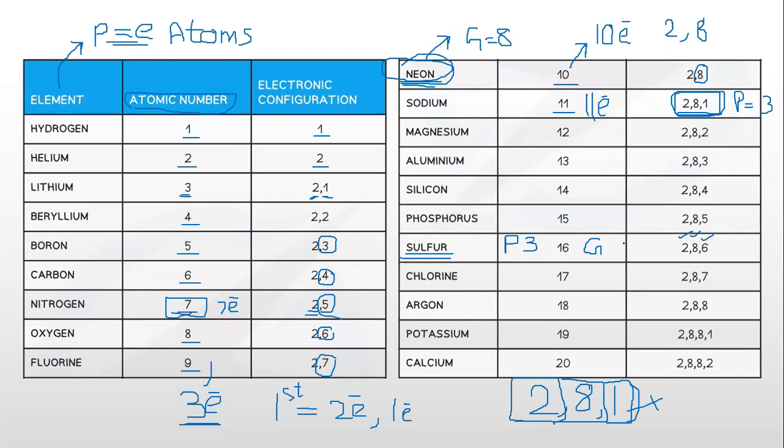Now what is the group number of sulfur? The group number of sulfur would be the valence number of electrons in the outermost shell. तो वो आपके पास यहाँ पे कितने हैं? 6. So sulfur is in group number 6 and period number 3.